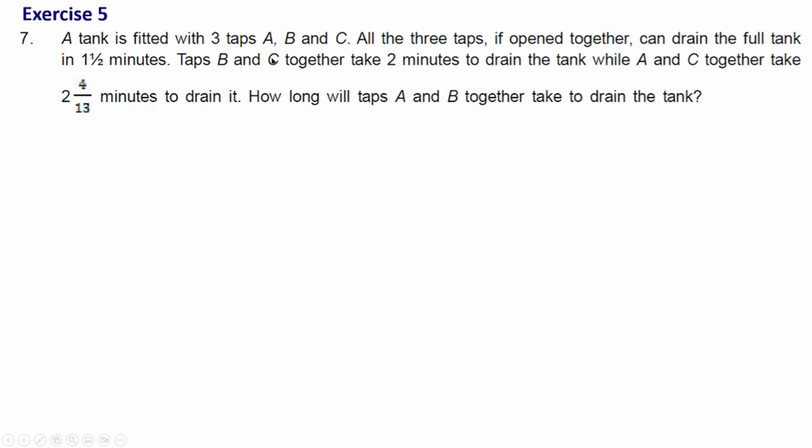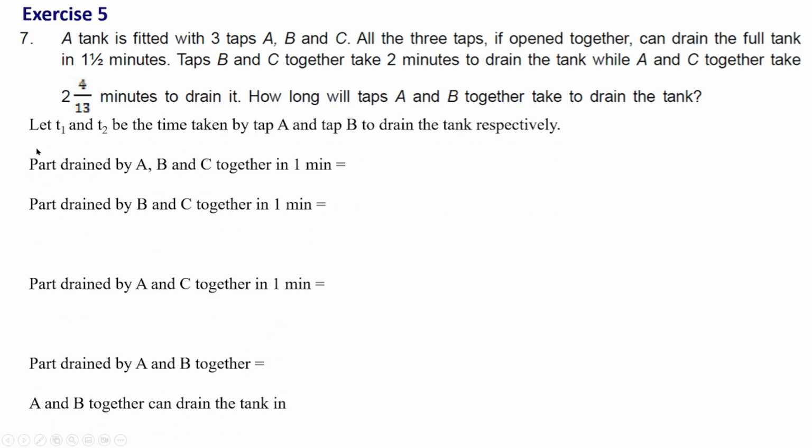So here we have 3 pipes A, B and C, and when all the pipes are open, they will drain the entire tank in 1.5 minutes. B and C alone can drain in 2 minutes. Then A and C alone can drain in 2 4/13 minutes. We need to find the time in which A and B together can drain the tank.